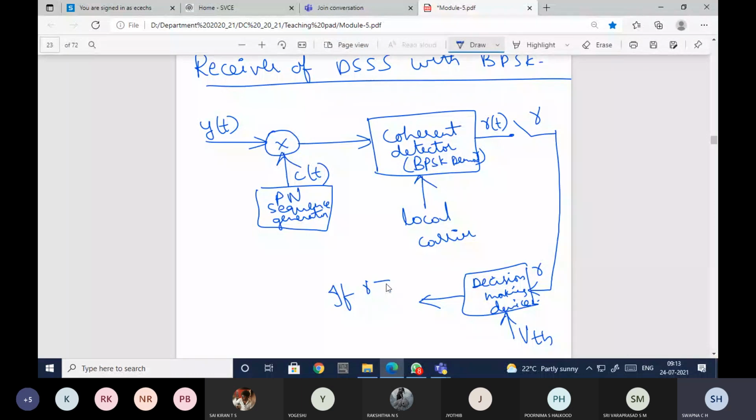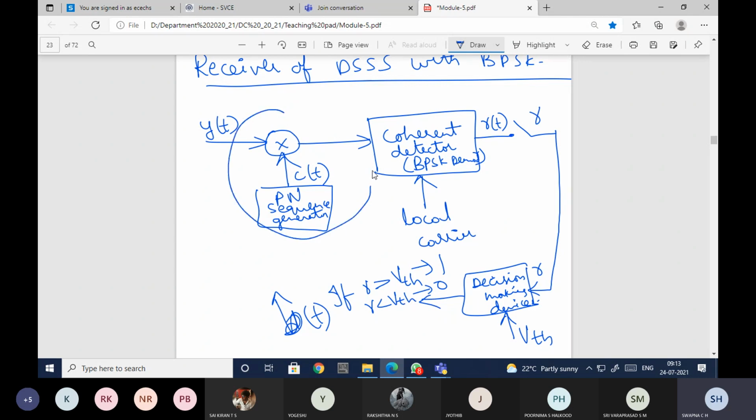If R is greater than VTH, then the decision will be in favor of symbol 1. If R is less than VTH, then the decision will be in favor of symbol 0. So this is the final estimate. Let me write it as B cap of t. This is the final estimated signal. So this is all related to the receiver.